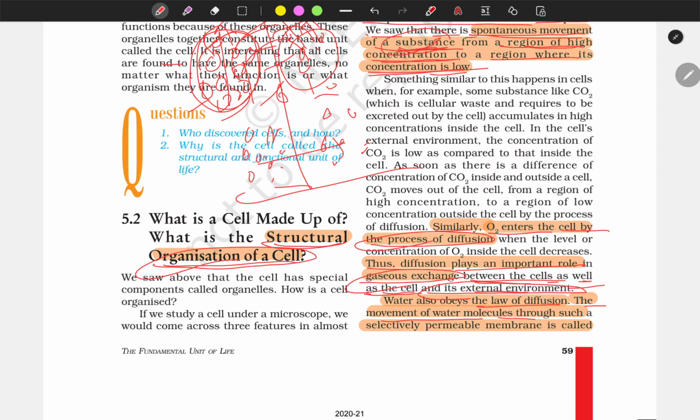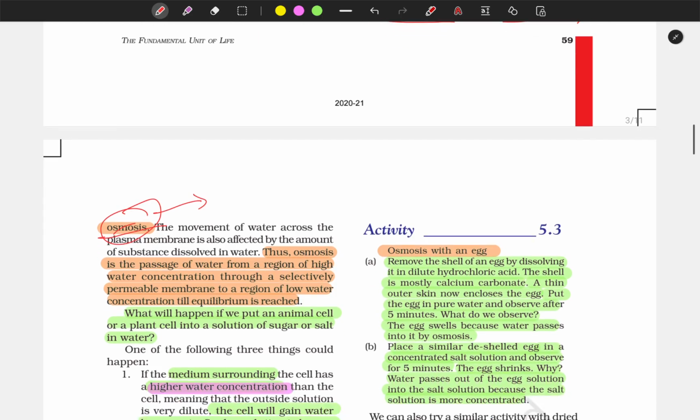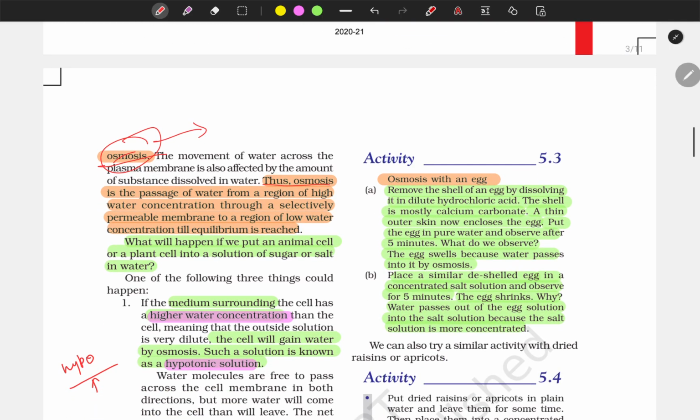The movement of water molecules through a selectively permeable membrane is called osmosis. Although the concept of osmosis will be studied in chemistry, it is also there in biology. Thus, osmosis is the passage of water from a region of higher water concentration through a selectively permeable membrane to the low water concentration till equilibrium is reached.